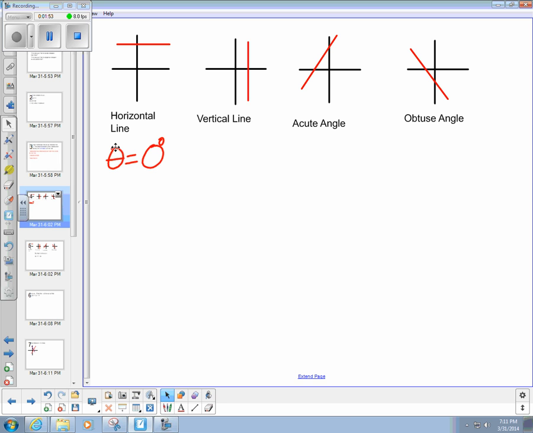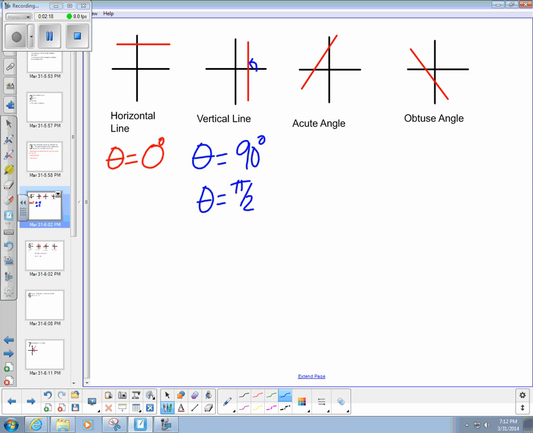On the vertical line, remember we said we were going to measure counterclockwise from the x-axis to the line. So what angle is formed when you move from the x-axis to the line? And that would be a 90-degree angle, or pi over 2 if we're working in radians, which most of the time we will.